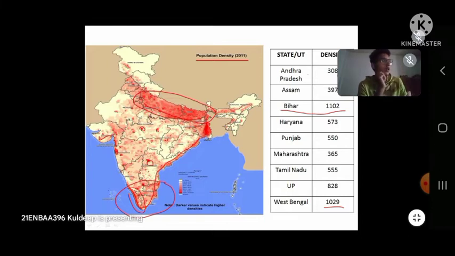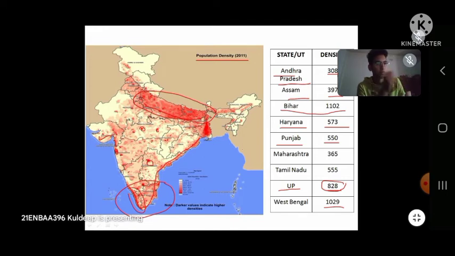Andhra Pradesh has a density of 300, Assam 397, Haryana 573, Punjab 550. UP is 828. But I think some parts of UP also have more than 1,000, like the part sharing with Bihar. So it's not uniform in the whole state. Somewhere it is more, somewhere it is less. So the average is 828. So we looked at the population density of India.